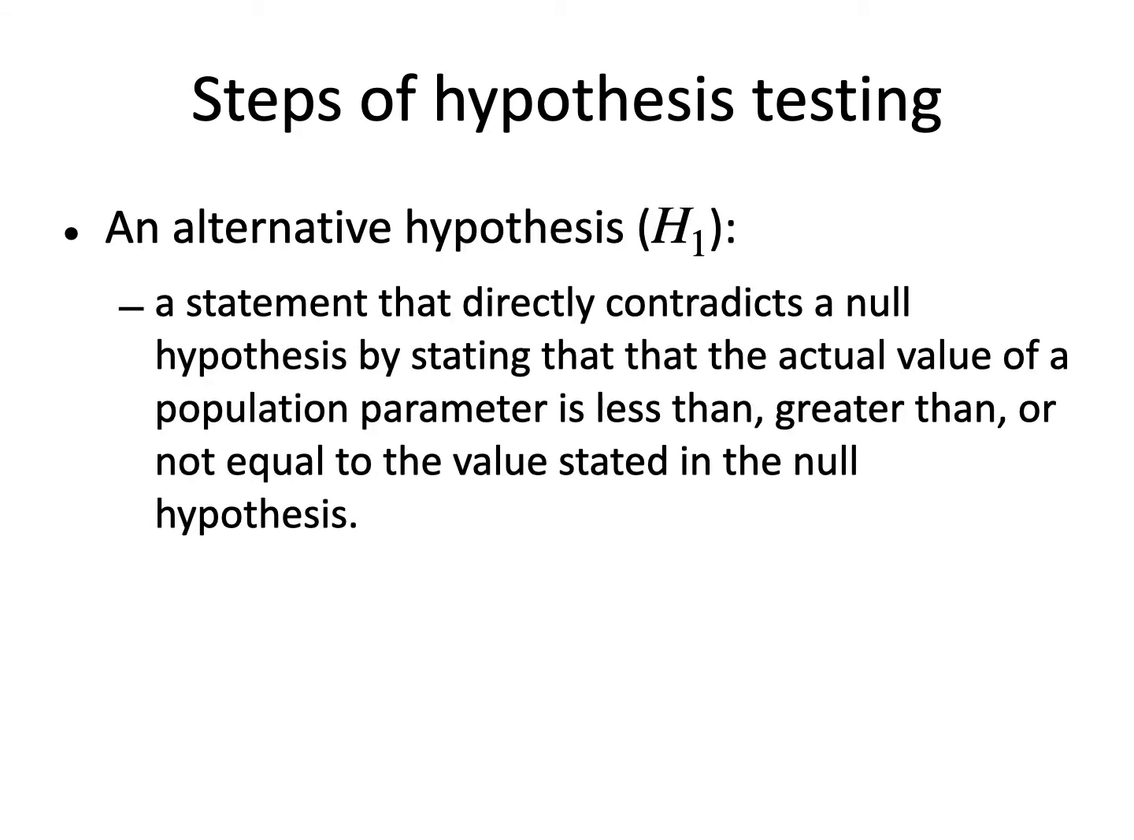And another hypothesis is the alternative hypothesis, and it is written as H subscript 1, and it can also be written as H subscript A. It is a hypothesis which is complementary to the null hypothesis, or a statement that directly contradicts the null hypothesis by stating that the actual value of the population parameter is less than, greater than, or not equal to the value that is stated in the null hypothesis.